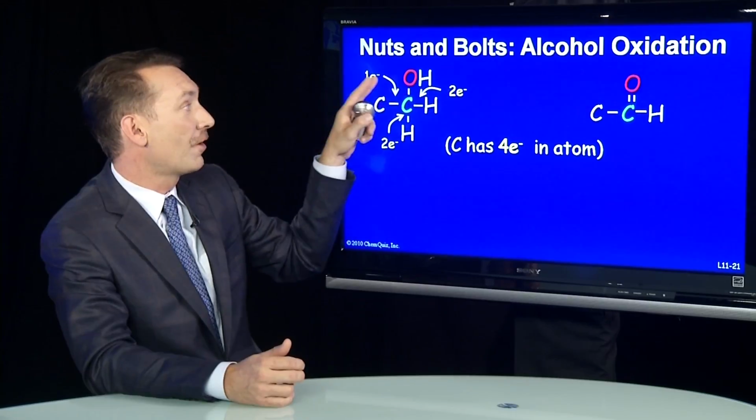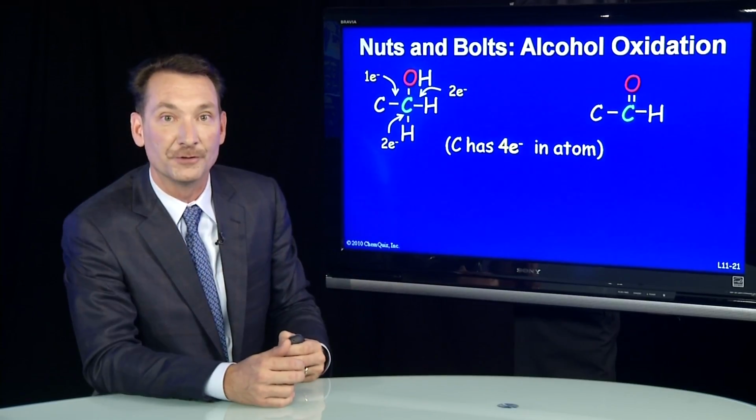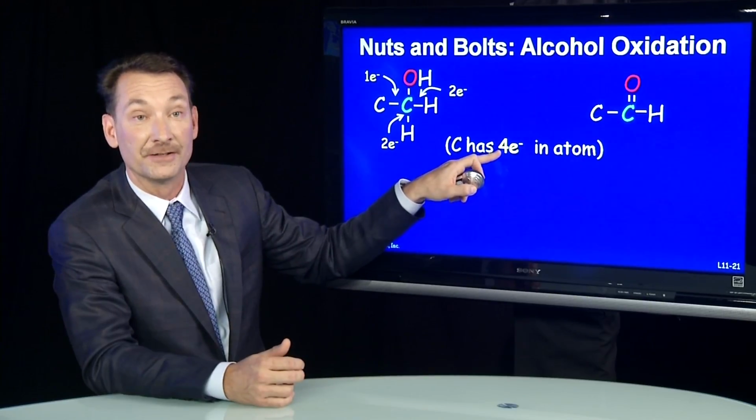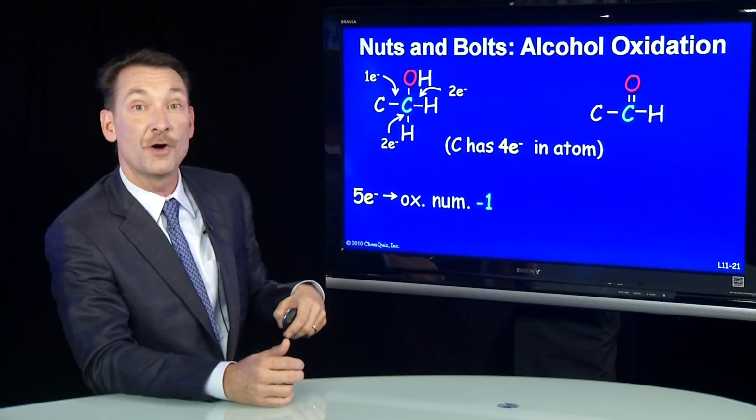So 2, 4, 5 electrons around carbon in that molecule. Carbon as an atom has 4 electrons around it. This carbon has 1 more than that, so it has an oxidation number of -1.